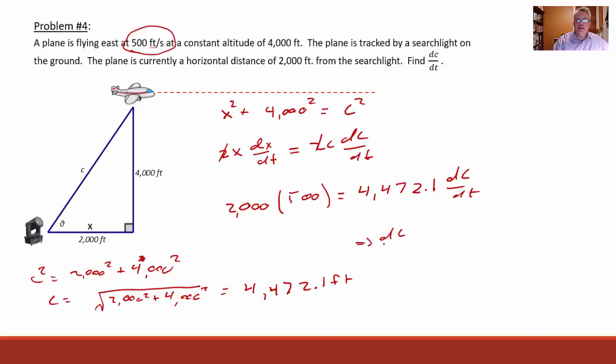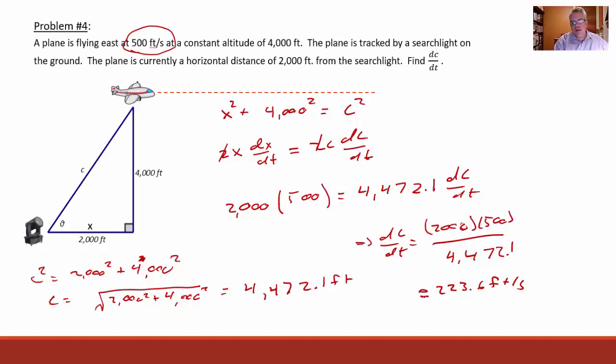So dc dt equals 2,000 times 500 divided by 4,472.1. And I get approximately 223.6. And that'd be feet per second. Okay, so if the plane is moving this way at 500 feet per second, this distance here from the spotlight to the plane is changing at 223.6 feet per second.